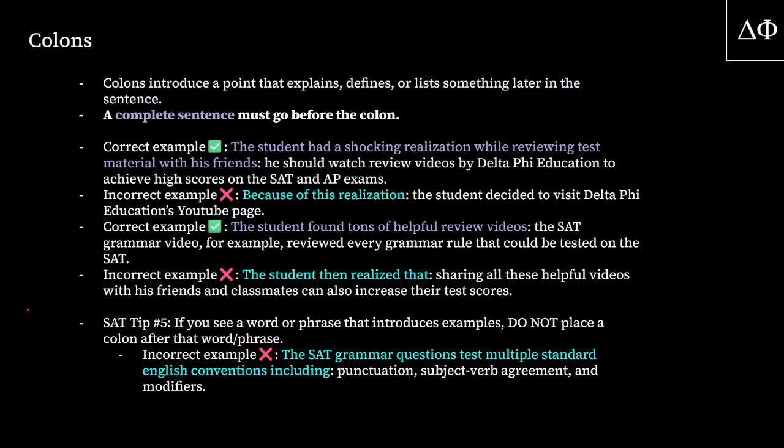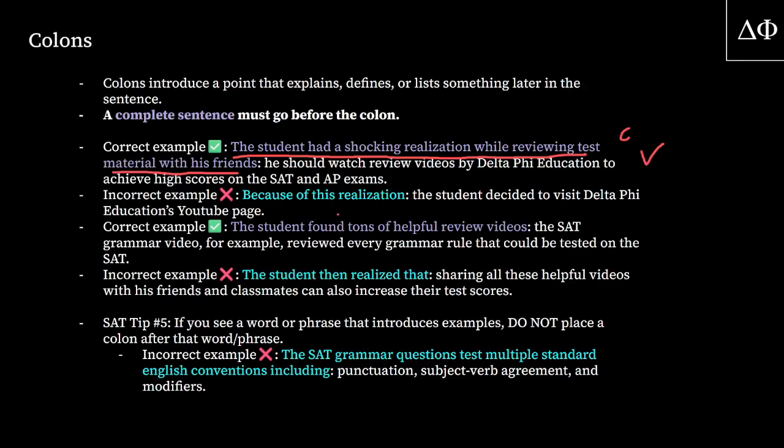Now let's talk about colons and dashes. Colons introduce a point that explains, defines, or lists something later in the sentence. And a complete sentence must go before the colon for the sentence to be grammatically correct. Look at this correct example. The student had a shocking realization while reviewing test material with his friends: he should watch review videos made by Delta Phi Education to achieve high scores on the SAT and the AP exams. This part before the colon is a complete sentence, so this is correct.